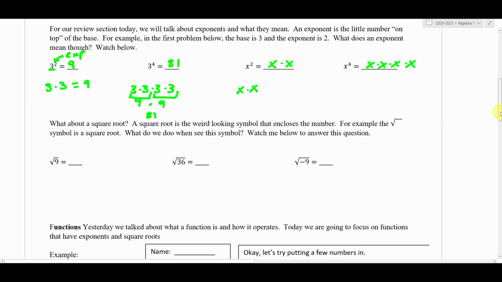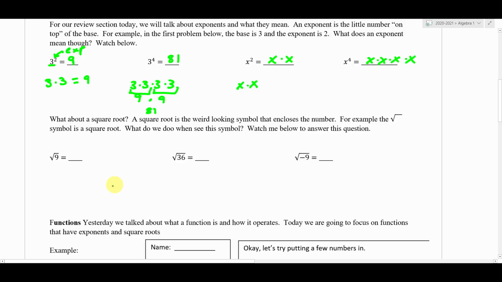Let's talk a little bit about square roots. The square root symbol is this little symbol right here. It almost looks like a check mark, but it encloses a number. They'll put a number inside that check mark, and this reads the square root of 9. What does the square root of 9 mean? It's actually the opposite of squaring 3. So what I'm looking for is a number that when I multiply it by itself, I get 9.